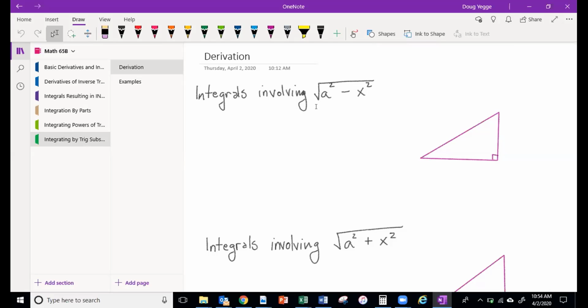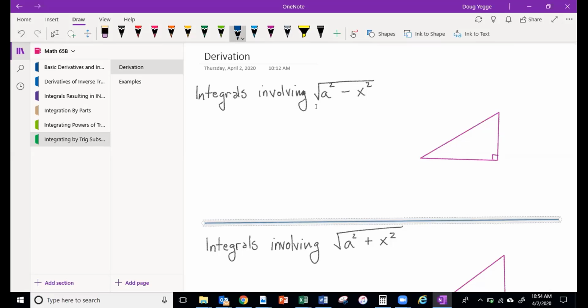We're going to learn now how to find integrals that have certain forms in them, okay? So in this case right here, we're learning about how to find integrals that happen to have the square root of a squared minus x squared in them.